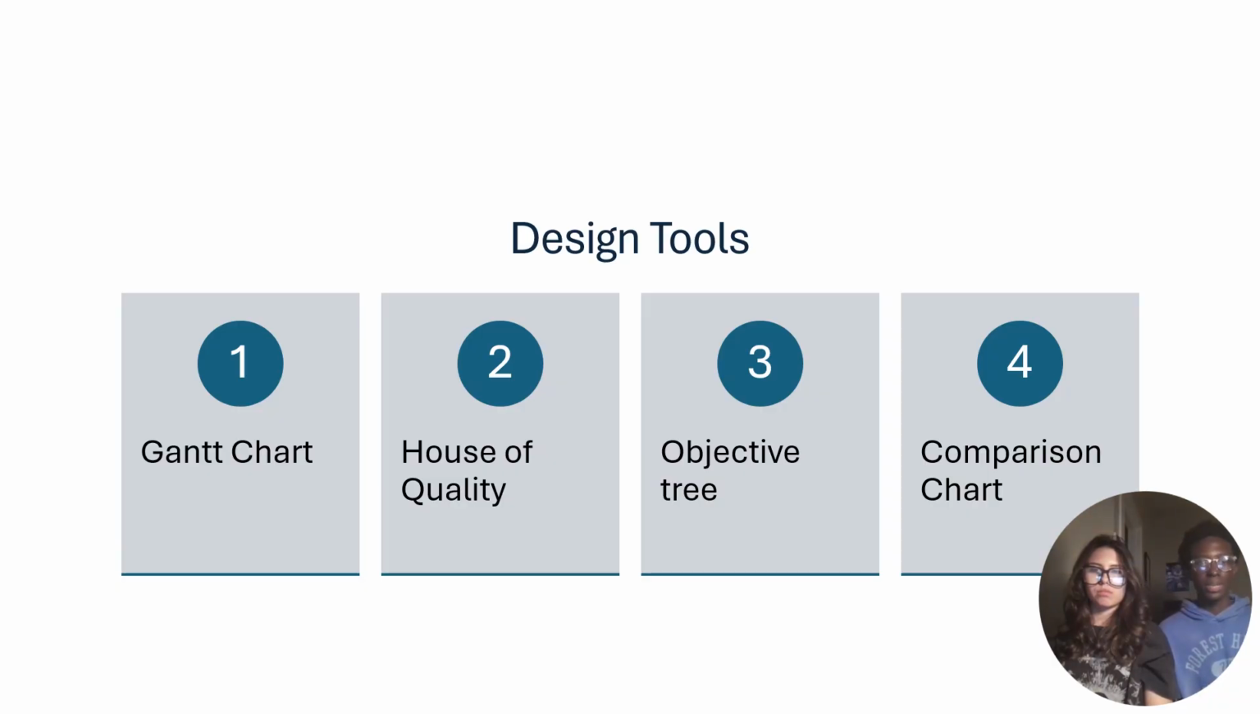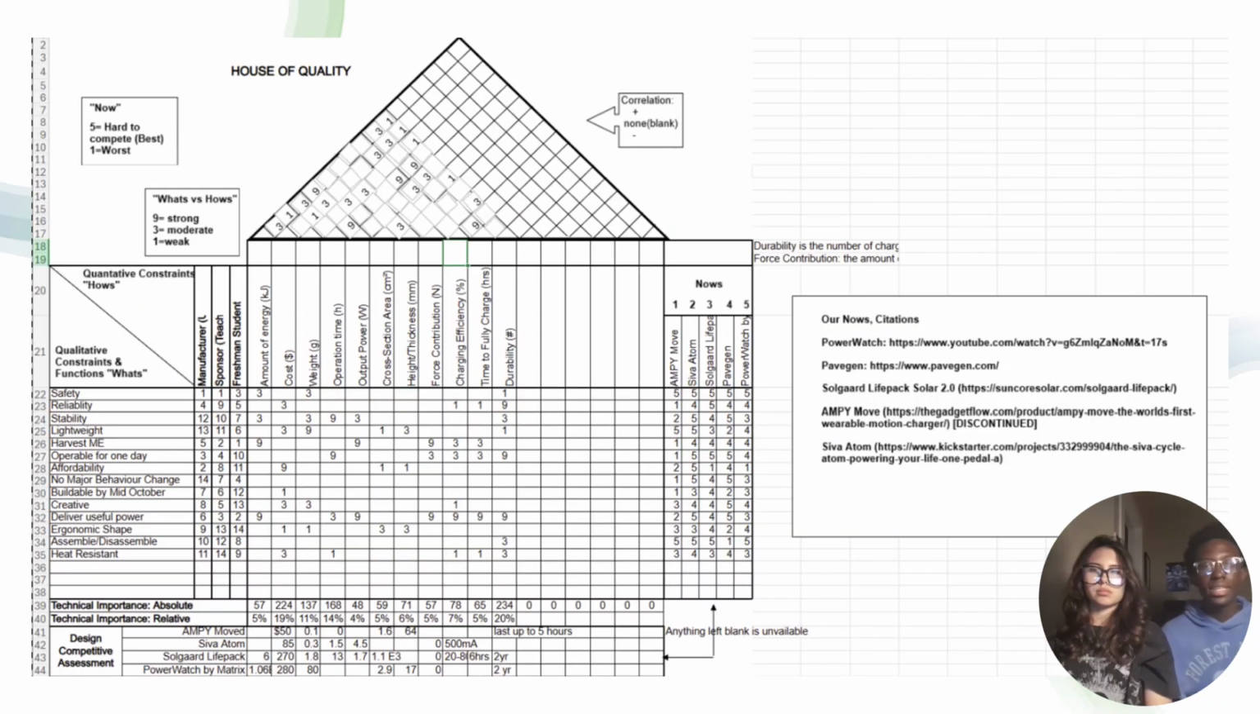Now we move on to the House of Quality. This helped us translate customer needs into engineering specifications. By scoring how strongly each customer requirement connected to each technical constraint, we compared multiple existing products and identified which technical features mattered the most to our design, which was mainly safety, affordability, and its ability to harvest mechanical energy.